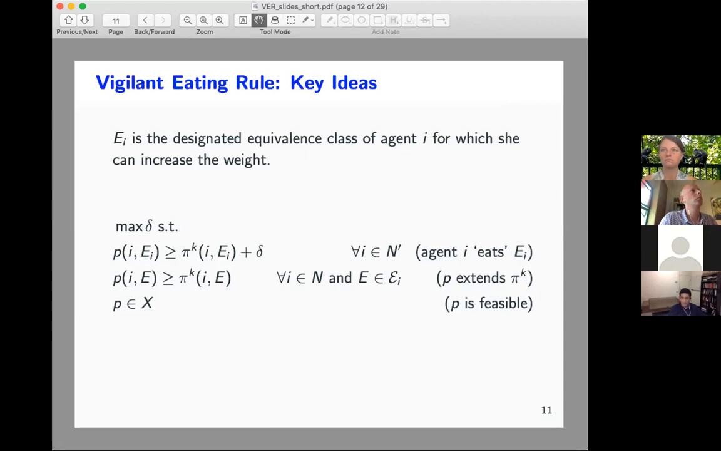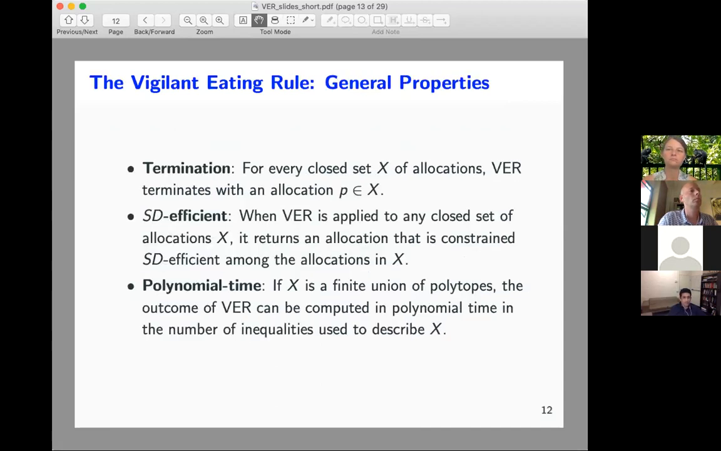So these are some very basic ideas behind the algorithm. What are the properties of this particular rule? Firstly, you take any set of feasibility constraints. As long as this set of feasibility constraints is closed, VR terminates with an outcome which satisfies those feasibility constraints. Secondly, when VR is applied to any closed set of feasibility constraints, it returns an outcome that is constrained SD efficient among the allocations which are feasible.